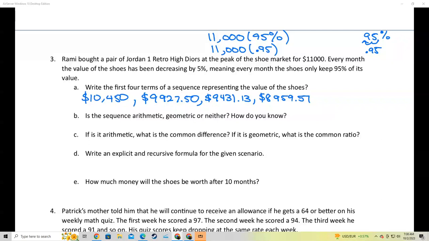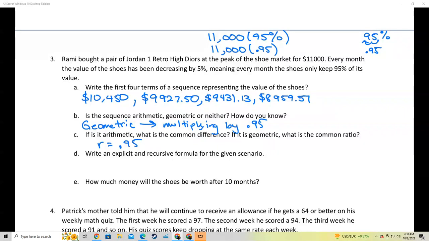I know this one's confusing, but just bear with it. It's not that bad. Is this arithmetic or geometric? Well, this is definitely geometric because we keep multiplying. What am I multiplying by? Well, in this case, I'm multiplying by 0.95. What's my common ratio? My common ratio is 0.95.